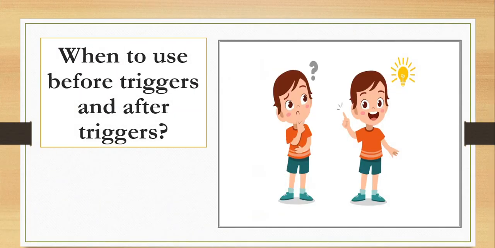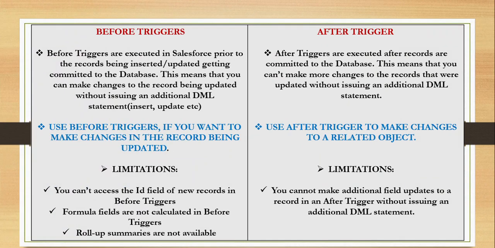So here the question comes up: when to use before triggers and when to use after triggers. Here the demonstration part is before and after triggers, and when to use them. Before triggers are executed in Salesforce prior to the records being inserted or updated, that is, before getting committed to the database. This means that you can make changes to the record being updated without issuing an additional DML statement, that is insert or update. After triggers are executed after records are committed to the database.